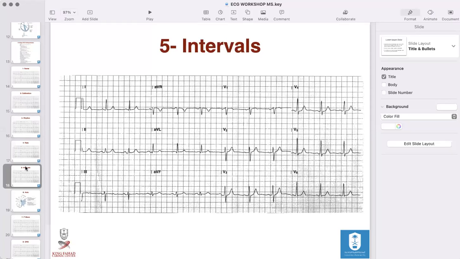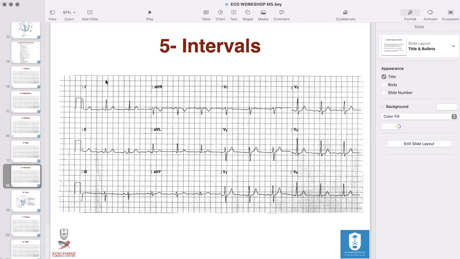The best way to do it is to look at lead 1 and lead 2. If the QRS vectors are all in the same direction, that's normal. But if you see the QRS is down in lead 1 and the QRS in lead 2 is up, they are reaching each other, and that's what we call right axis deviation.